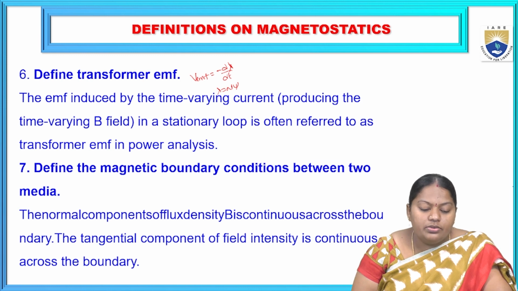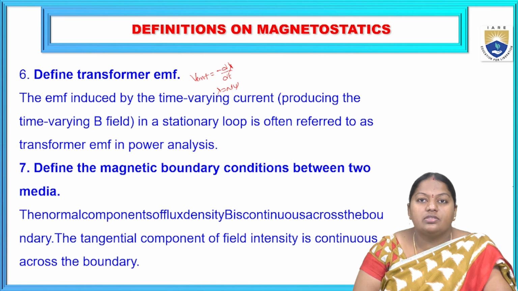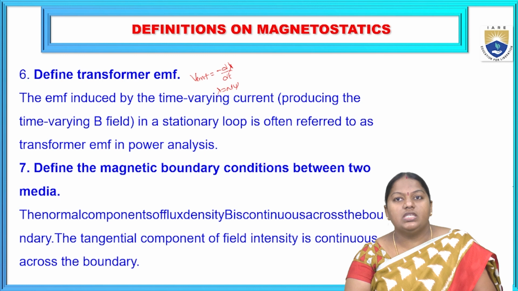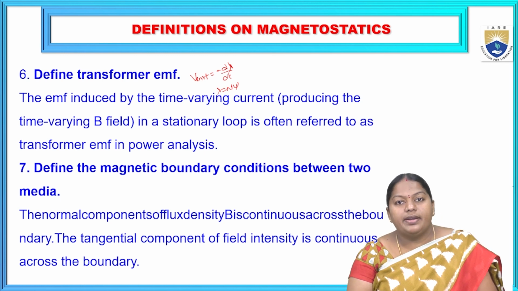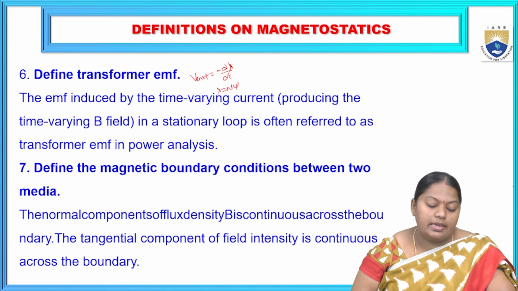Okay, so the induced EMF produced by the time varying current producing the time varying B field in a stationary loop is often referred to as the transformer EMF in the power analysis. That is given by V_EMF equal to minus d lambda by dt, where lambda is the magnetic flux linkage factor, and it is given by N into psi.